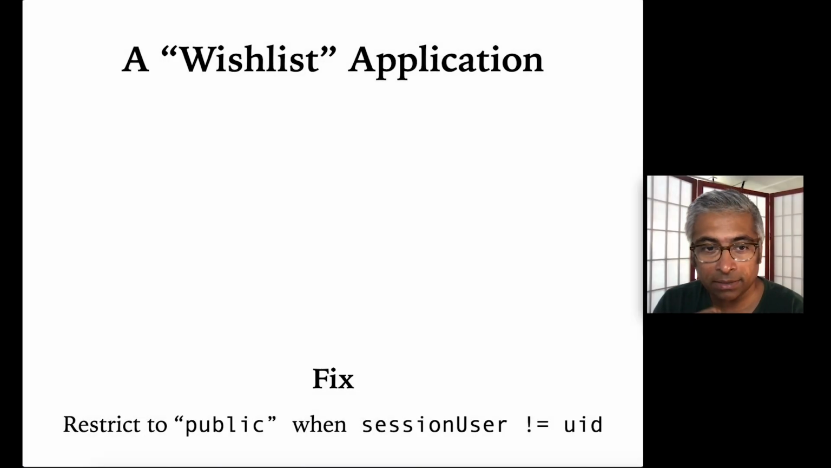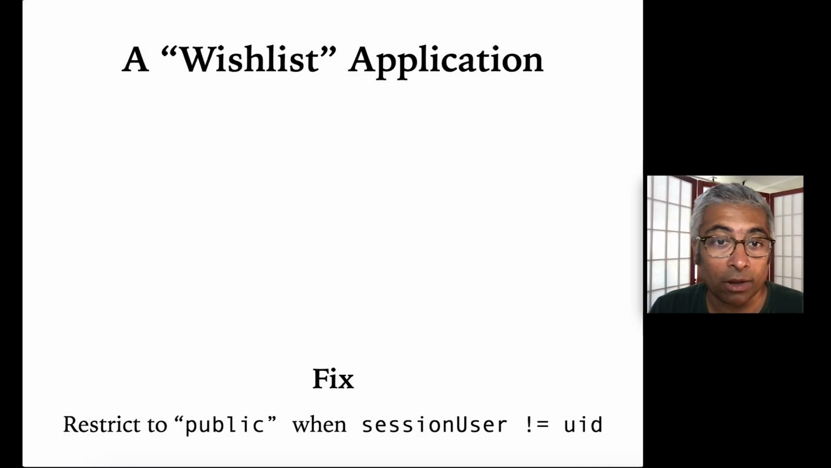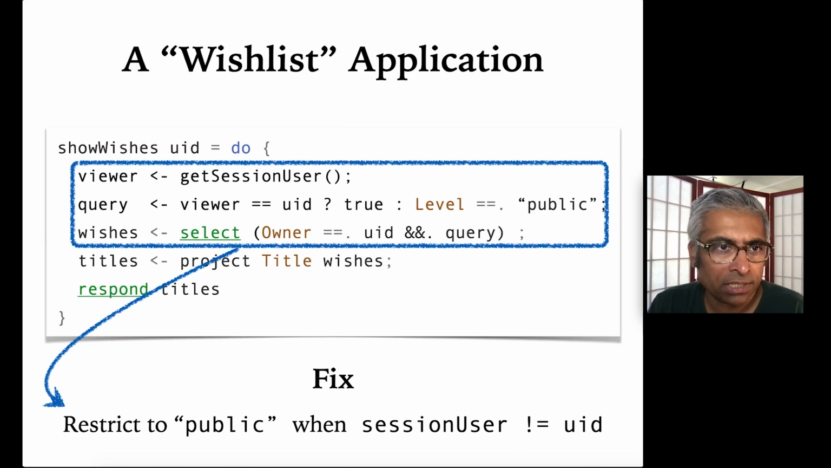How might we fix it? Well, what we want to do is to restrict the query to take only the public wishes when the session user is not equal to UID. Okay, if the session user is the same as UID, then it's fine to give the person back all of their own wishes. So here's how we might do that.